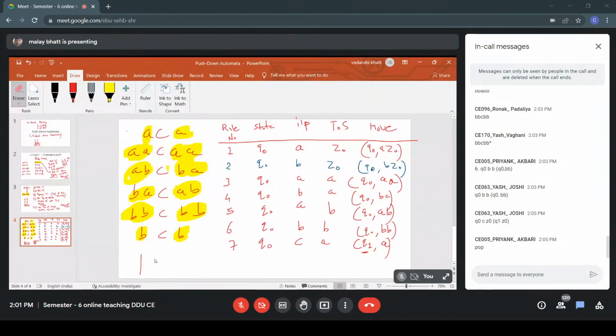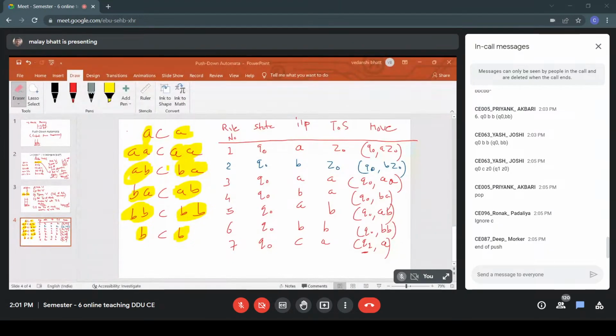Right? Can anyone give the reason why we are writing like this? This rule tells that it is the end of the push operation. So we are moving from state Q0 to Q1. Now we are not pushing C on the stack, so there is no change in the top of the stack. The top of the stack is as it is, but the state will change from Q0 to Q1.